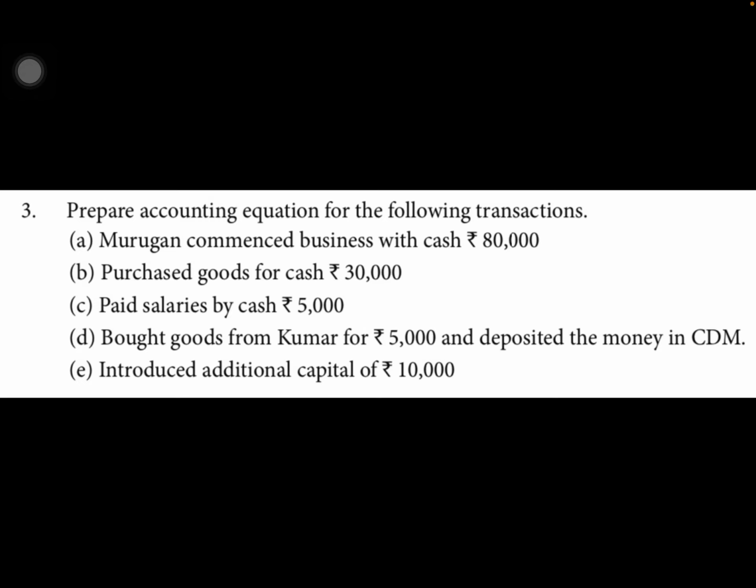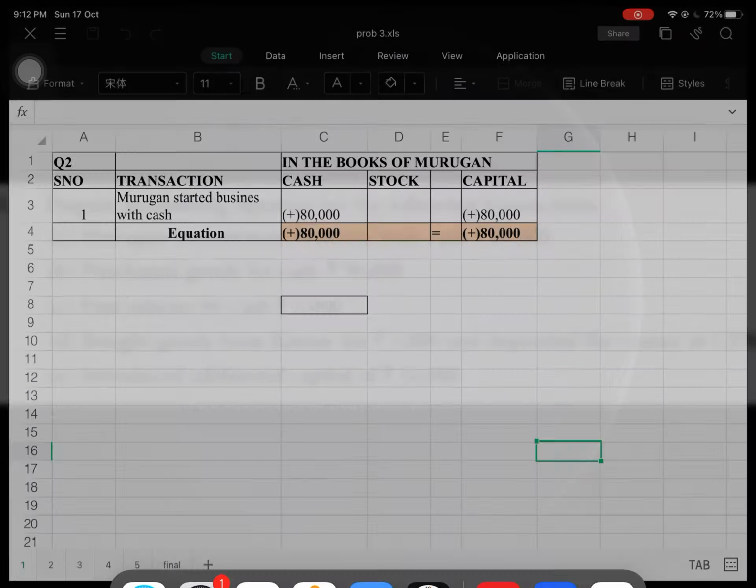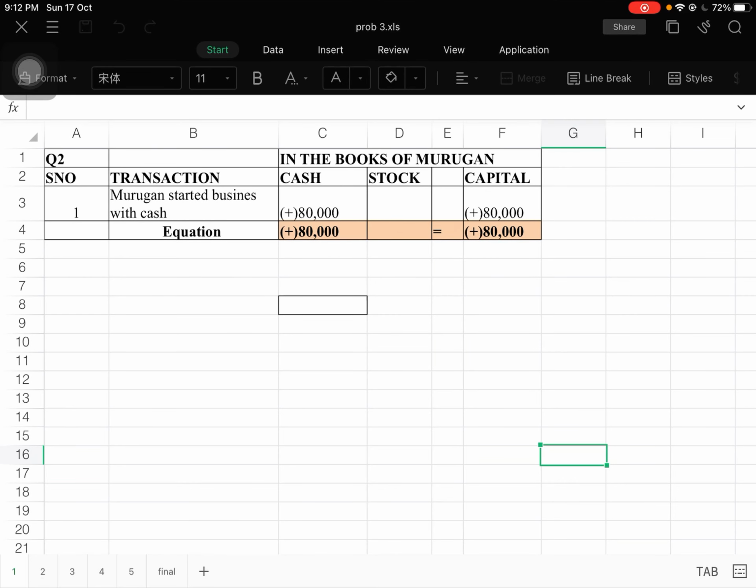So now we will just get started to work out the accounting equation. Here I have opened columns for serial numbers, transaction, and assets. Two columns are open, cash and stock, and one for capital. To record the commencement of business, we bring in cash 80,000 and also add it in the capital. Same way, solve the equation: plus 80,000 equal to plus 80,000 capital also.